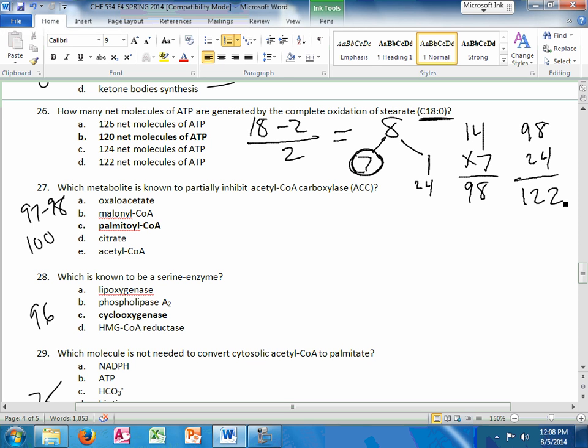So that's where a lot of people will put D as the answer. But for all of these, you need to do minus 2 for the 2 ATP used in activation. So this says net molecules. So whatever number you get here, no matter what, minus 2, and 120 is the answer.